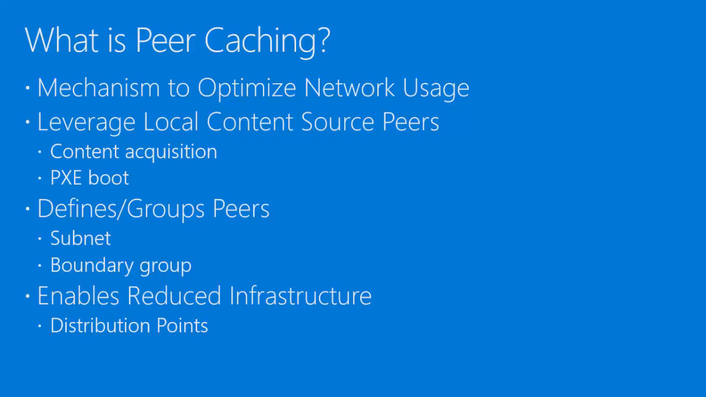Okay, what is peer caching? So peer caching here, we're talking generic peer caching. This is not something yet specific to ConfigMgr, right? So peer caching in general is a mechanism to optimize network usage. It allows leveraging local content sources, peers, for content, right? So having peers on your same network region, as you define your network region, to pull content locally instead of going across the network. So content acquisition, big one.